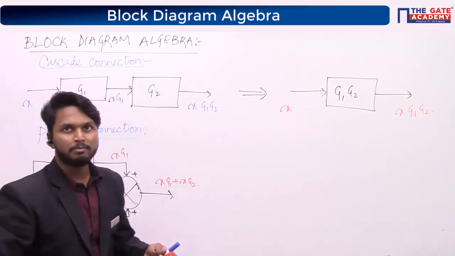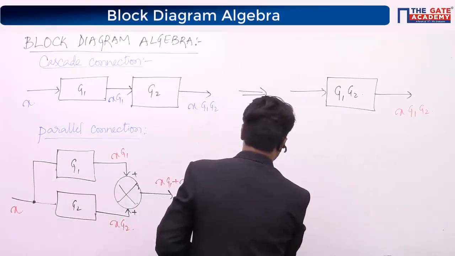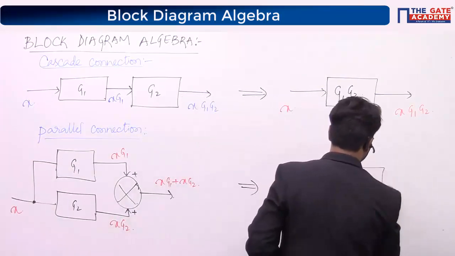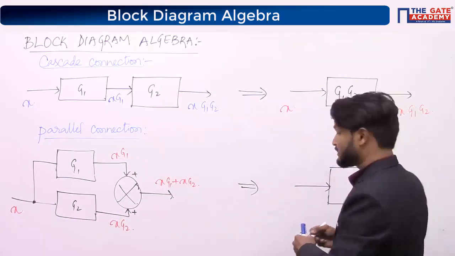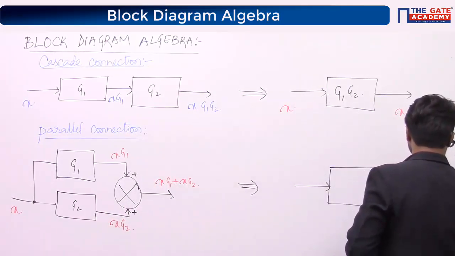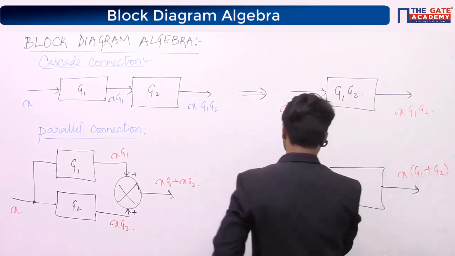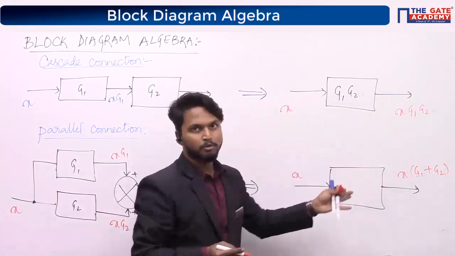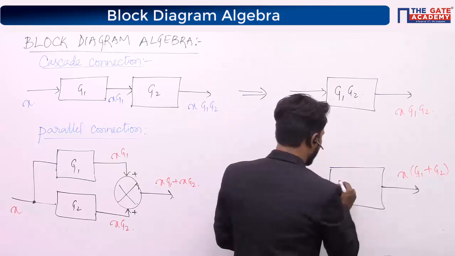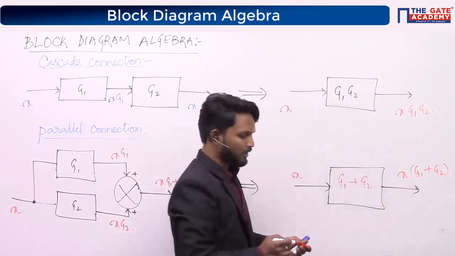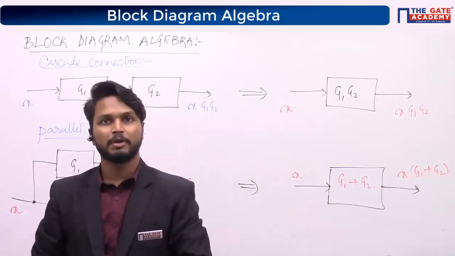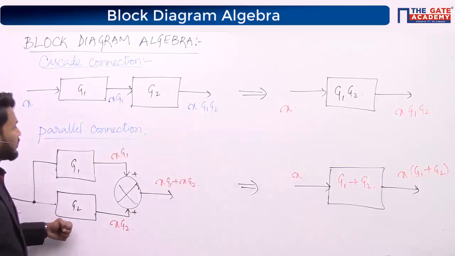So if you want to replace this with a single block, the output is X times (G1 plus G2), and the input is X. The ratio of output to input is nothing but G1 plus G2, which is the overall transfer function of this particular connection.